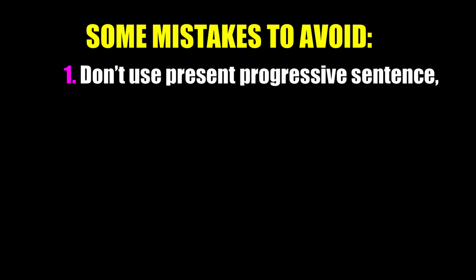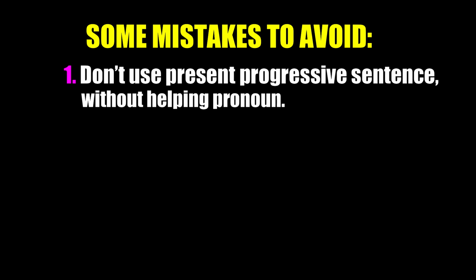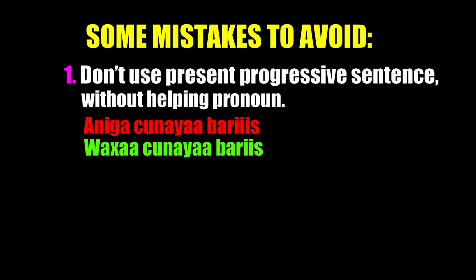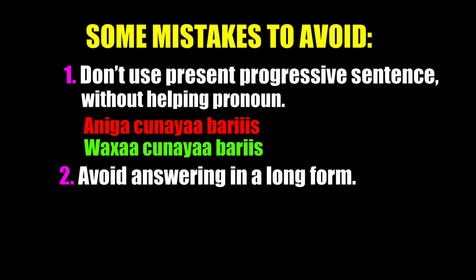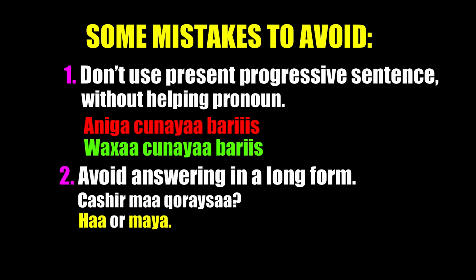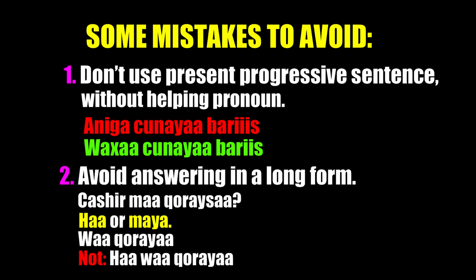Now, some mistakes you need to avoid as a Somali learner. Don't use a present progressive sentence without a helping pronoun like some students do. Aniga cunaya breeze. That is totally wrong. You need to say waxa cunaya breeze, because instead of aniga we use the helping pronoun, which is waxa. Avoid answering in a long form. In Somali, it's not that good. If the question is ashir ma qoraysa, just say ha or maya. Or you can even say wa qoraya, not ha wa qoraya ashirka.